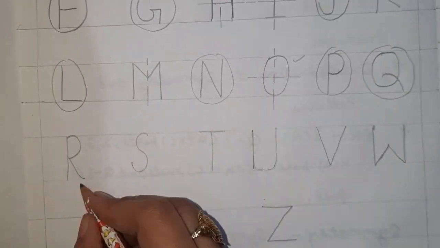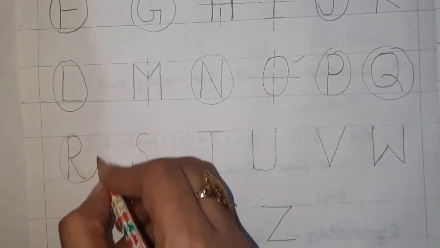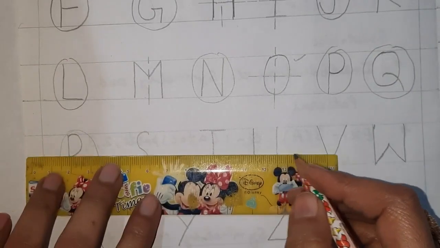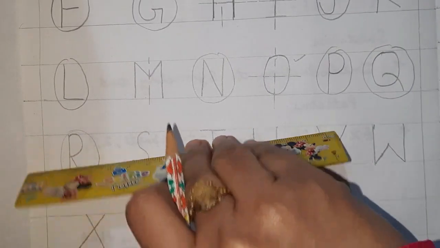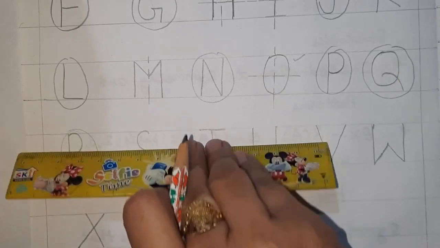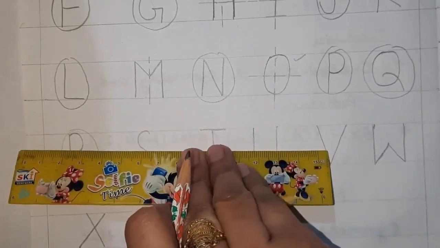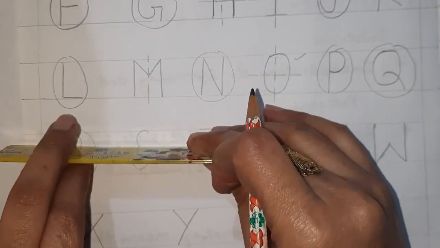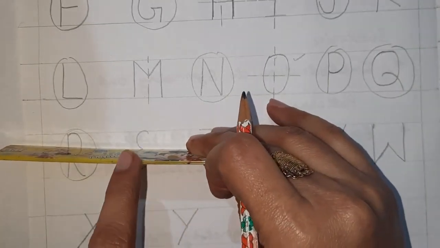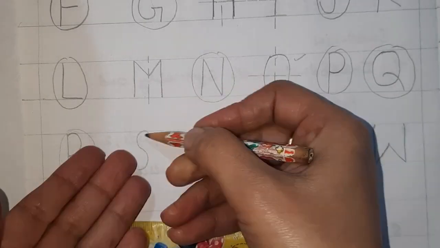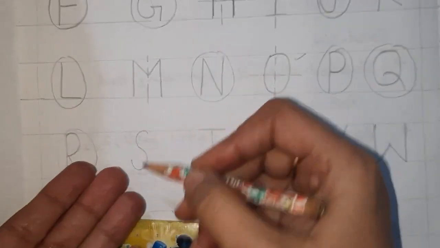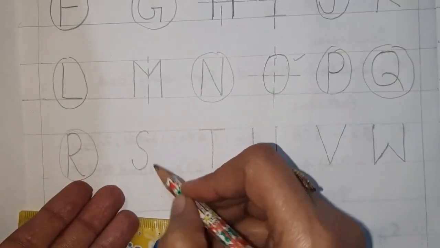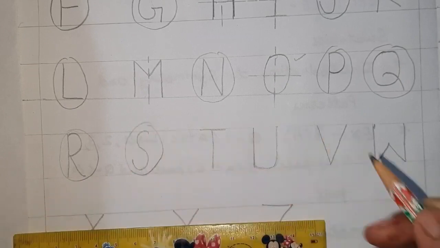R has also no line of symmetry. S, look here, does it have a line of symmetry? Don't get confused. Many students say, ma'am, S has a line of symmetry. No, it has no line of symmetry. Look carefully. If you say there is a line of symmetry, then it must overlap, but this will not overlap. So S has no line of symmetry.